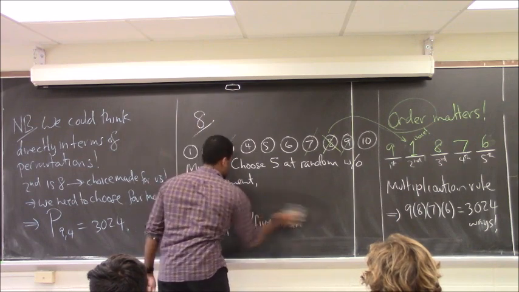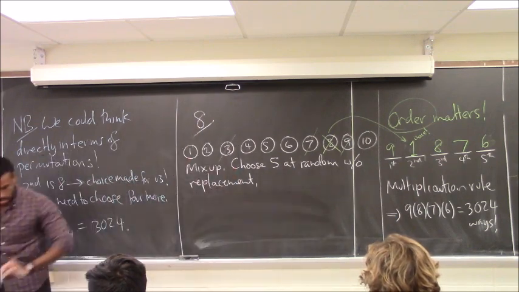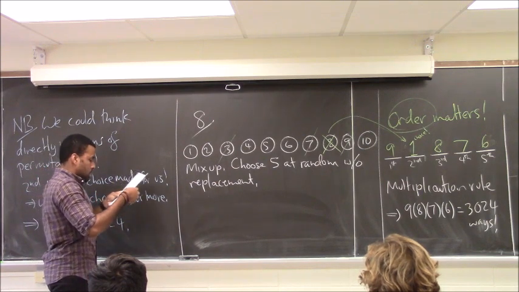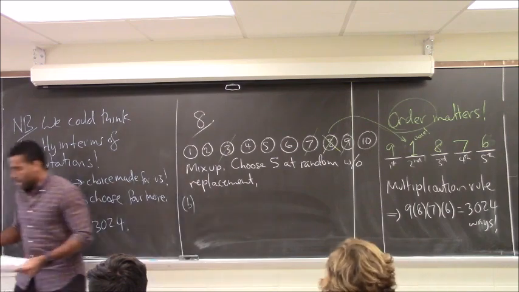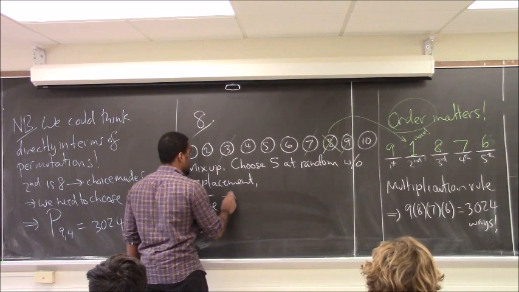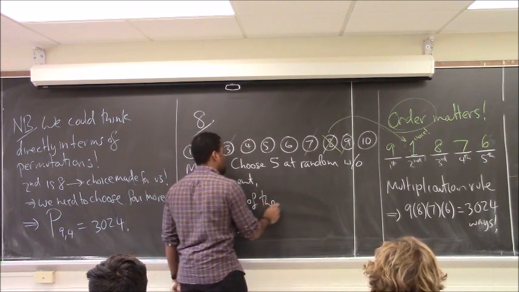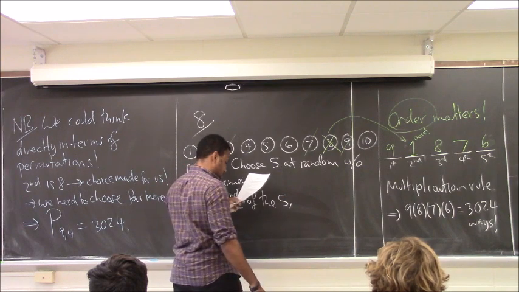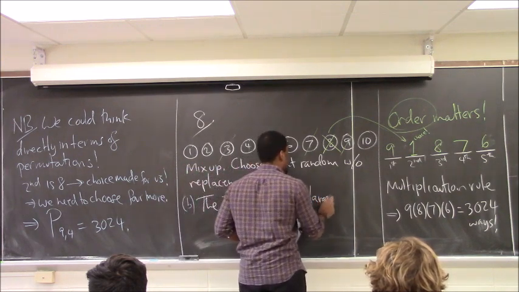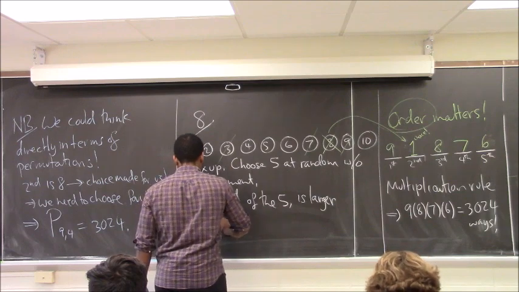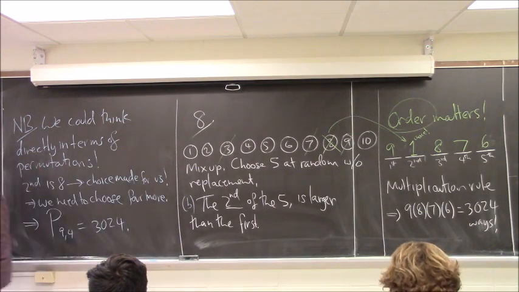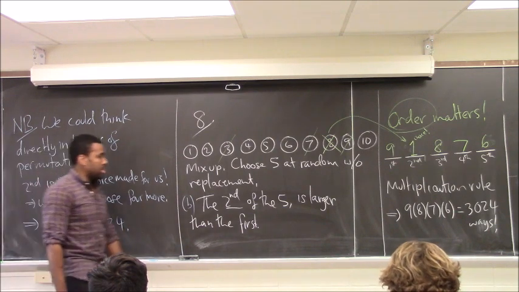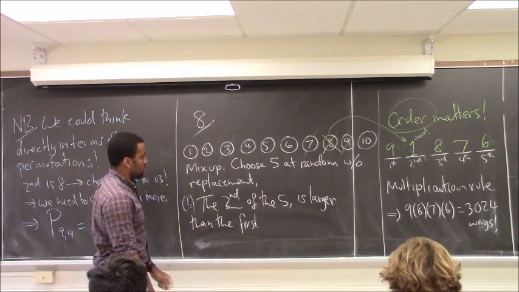The part B. The second of the 5, so B. And again, order matters here. The second of the 5 is larger than the first. Okay. So how many ways can I draw these guys so that the second thing I draw is going to be larger than the first thing I drew?